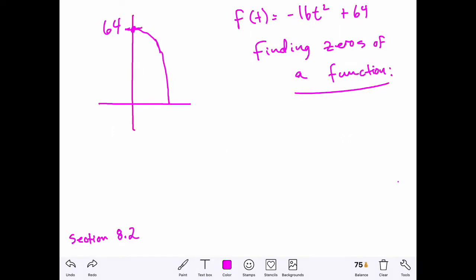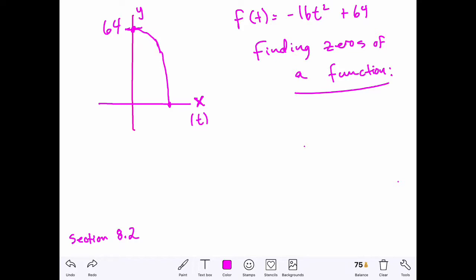Okay, let's look at the last little bit here in A.2, which is finding zeros of a function. Remember we said the zeros of our function are essentially where our graph hits the x-axis here. Okay, let me label my axes. And in this case, x represents time.